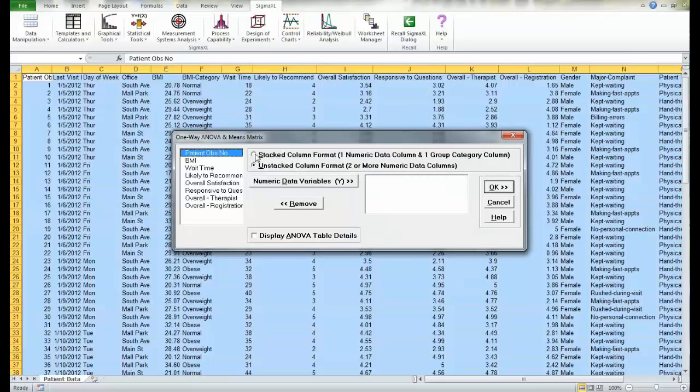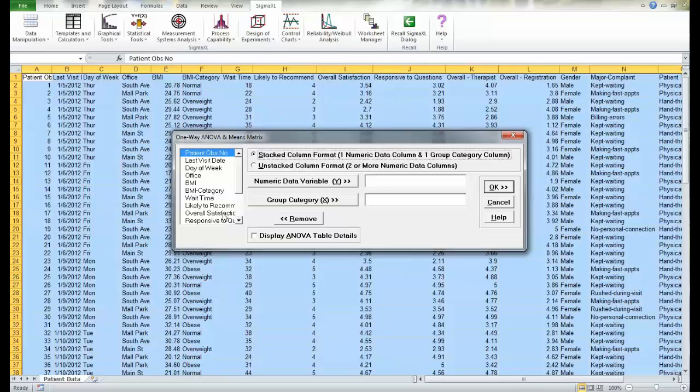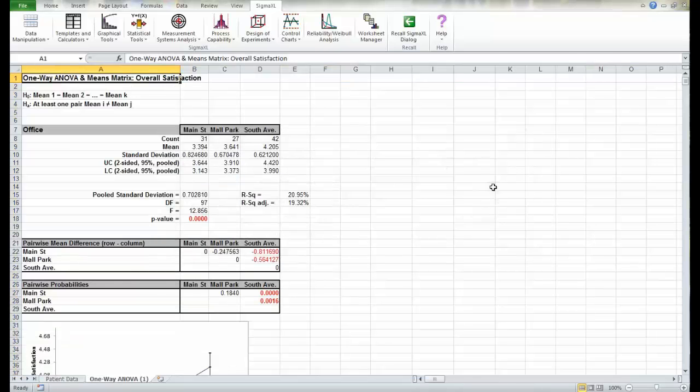This is a stacked column format for this file. The variable we want to study, the Y variable, is overall satisfaction, and we choose office as our X variable. When you punch OK, you automatically get this analysis.